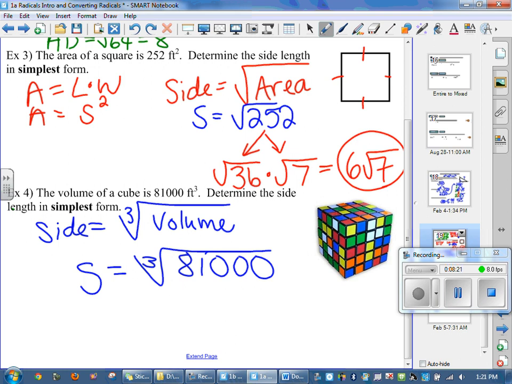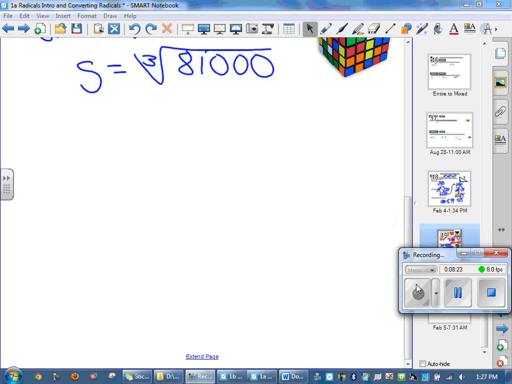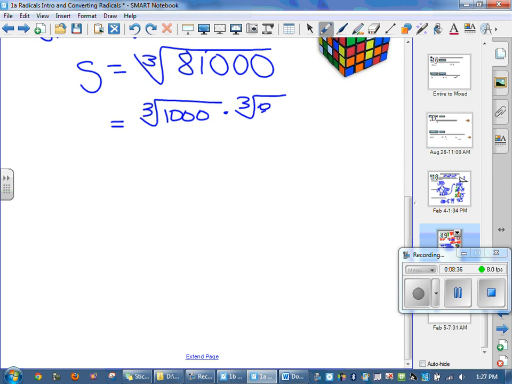Okay, so the first thing we're going to do is look at our perfect cube chart, and with 3 zeros, we're going to automatically see that it can divide out by 1,000. So we're going to say that this is equal to cube root of 1,000 times cube root of 81. Now the cube root of 1,000 is 10. And I bring my cube root 81 and it sits beside him.